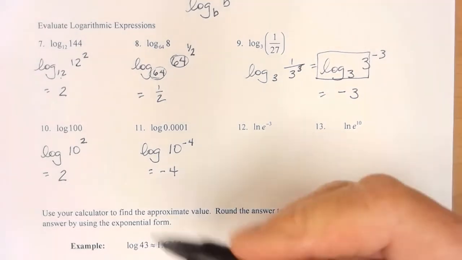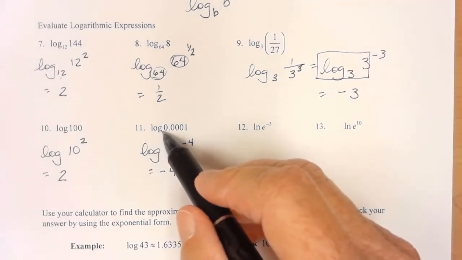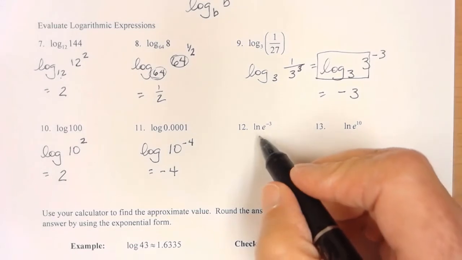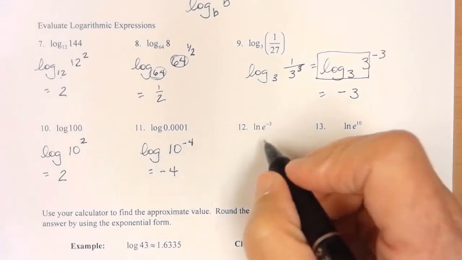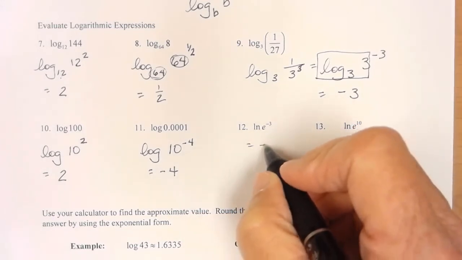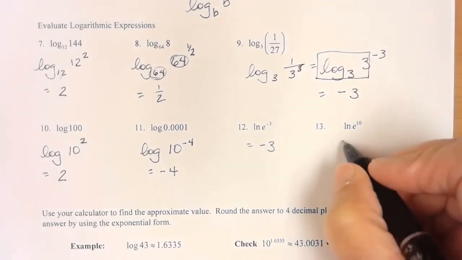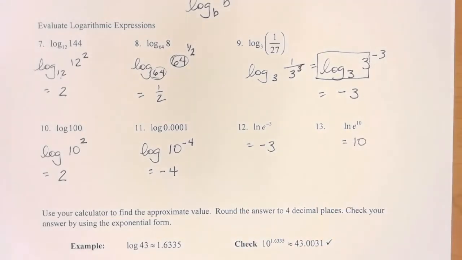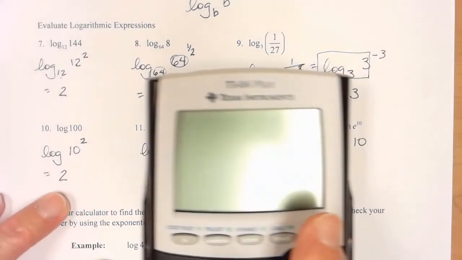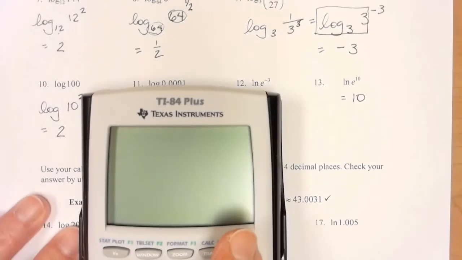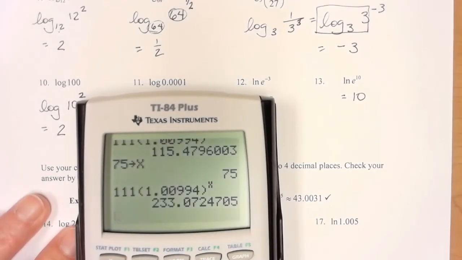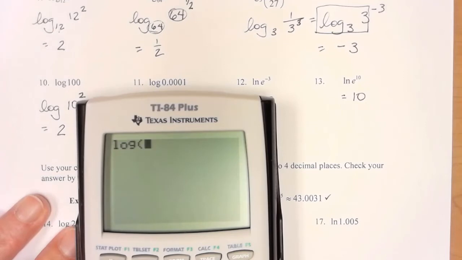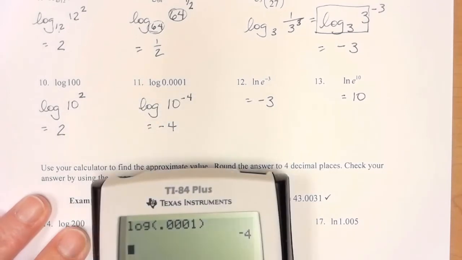That's that one. LOG without a numerical base is understood to be base 10. LN is understood to be base E. So this one's already ready for me. That's nice. That one is too. Now let me look at this one just a second. I'm going to press log 0.0001. And it should give me my -4, which is what we came up with.